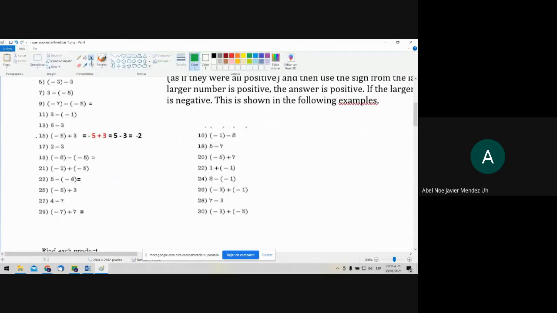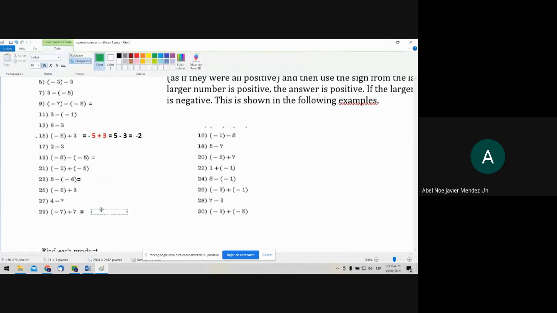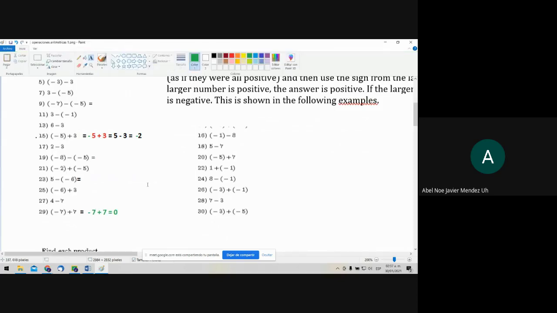And the last one to finish with this topic today, minus 7. We can eliminate the parentheses, okay? Because we don't have any number or any other symbol before the parentheses, okay? Minus 7 plus 7. And it's easy peasy. 0, okay? 0. And that is all for today, guys.